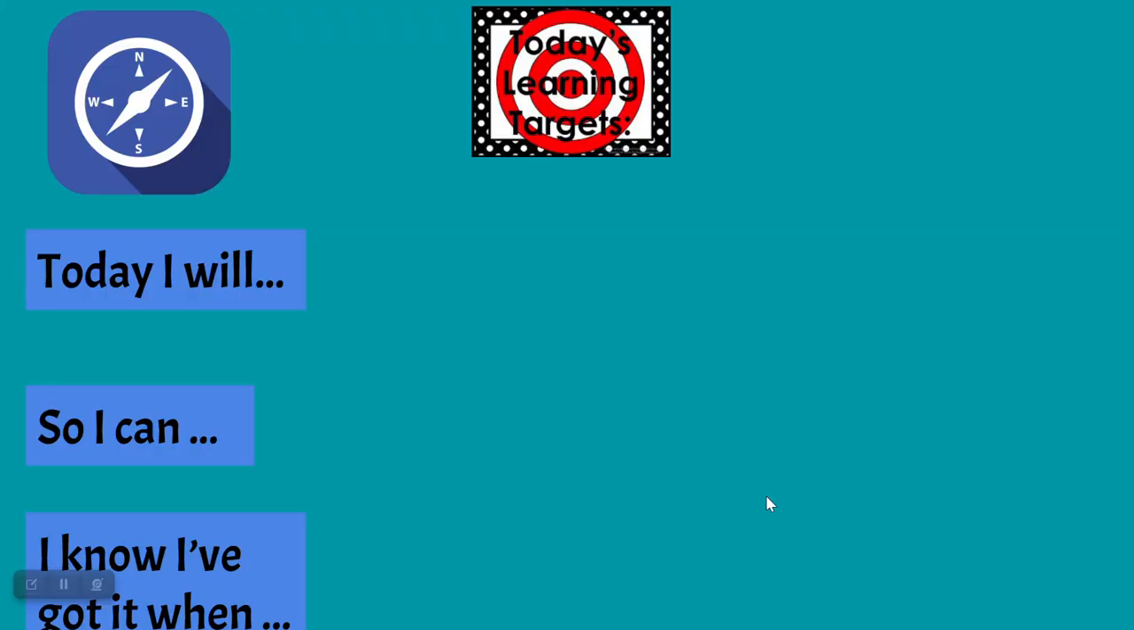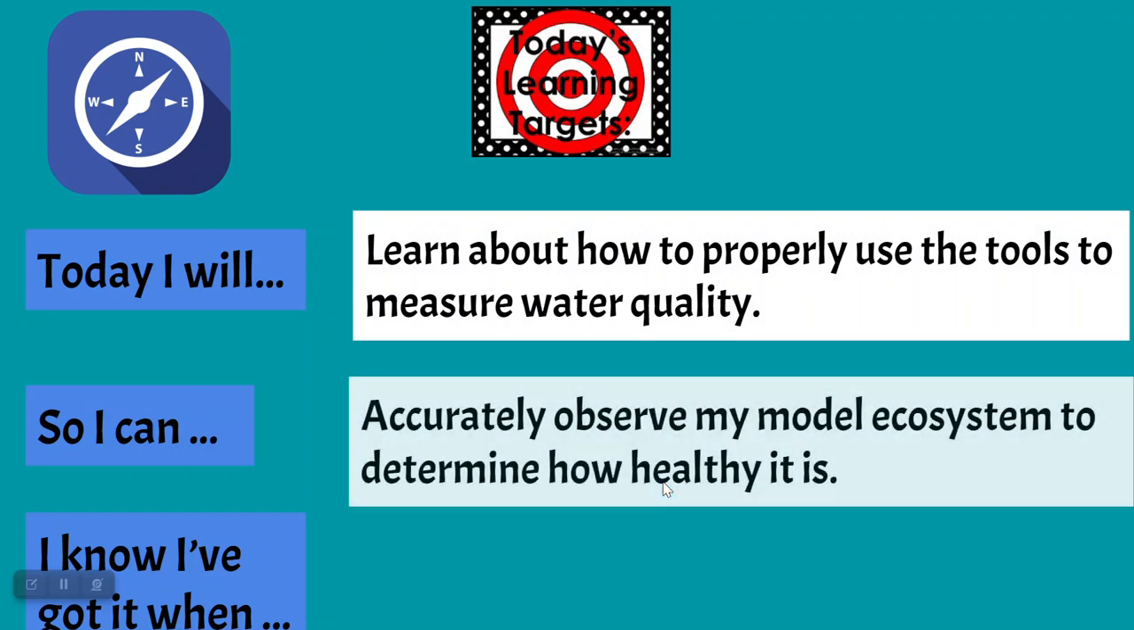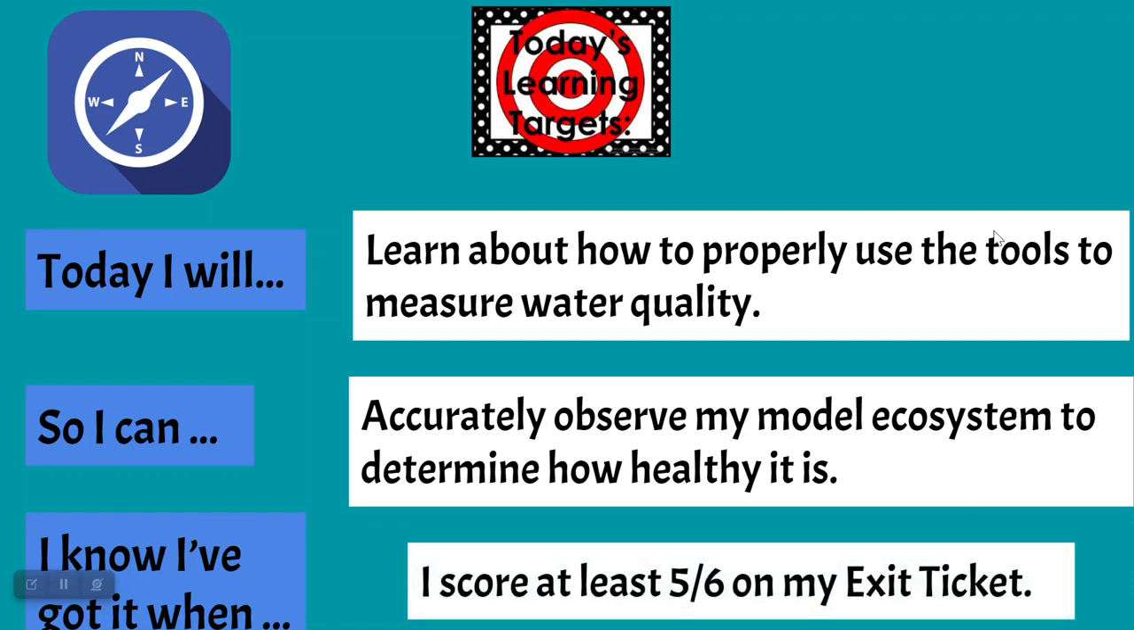Okay. Today, we talked about how we were going to learn about how to properly use tools to measure water quality so that we can accurately observe model ecosystems to determine how healthy those ecosystems are. We'll know we've got it when we score at least 5 out of 6 on the exit ticket.